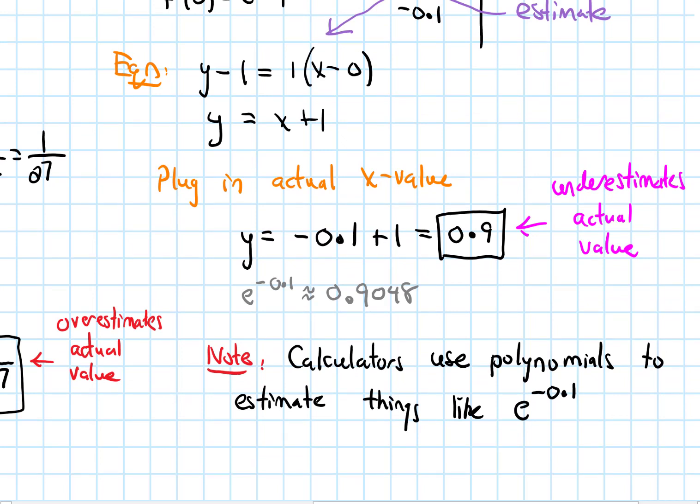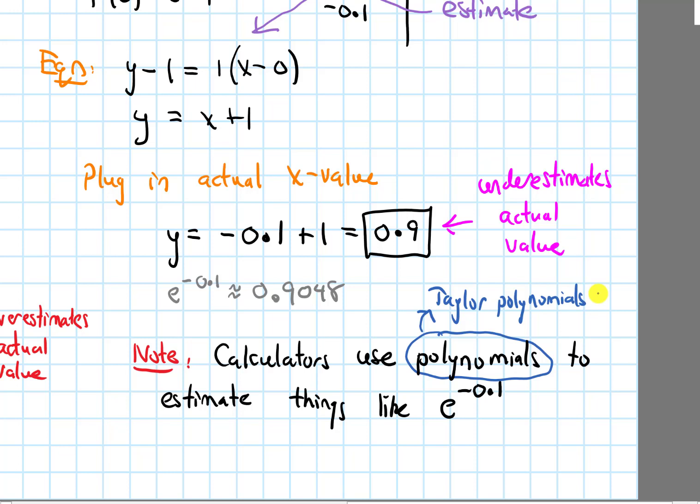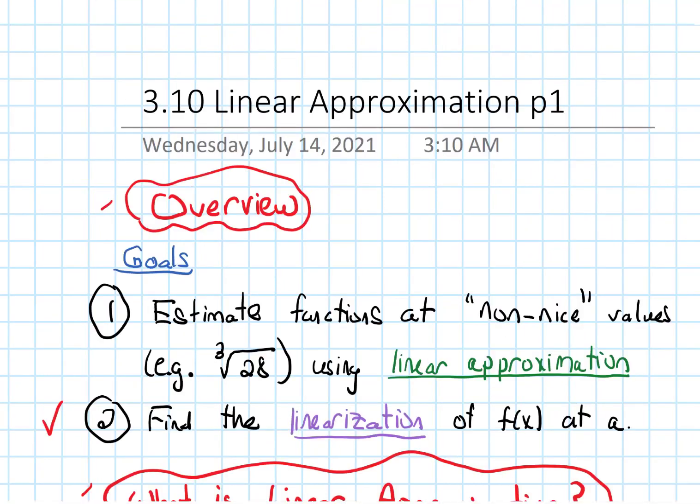Specifically, these polynomials have a special name. They're called Taylor polynomials. In Calc 2, you'll study these Taylor polynomials. This is in Math 1B in Calc 2. It'll talk about something called Taylor series and Taylor polynomials. So this note is just a little bit of a preview. All right, in terms of our goals, we finished our first goal. We now know how to estimate functions at non-nice values using linear approximation.